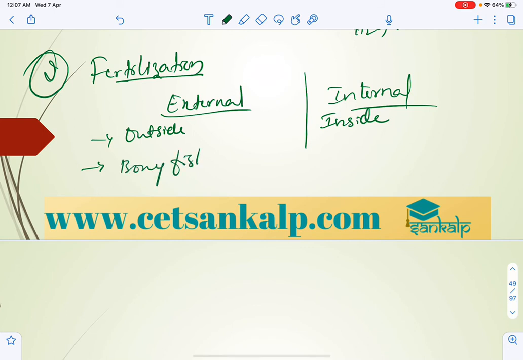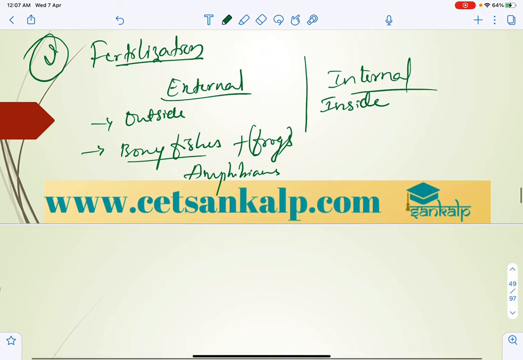Not all fishes show external fertilization, only bony fishes and amphibians, frogs. Bony fishes and frogs, which means amphibians, show external fertilization. And along with that, we can write algae here.